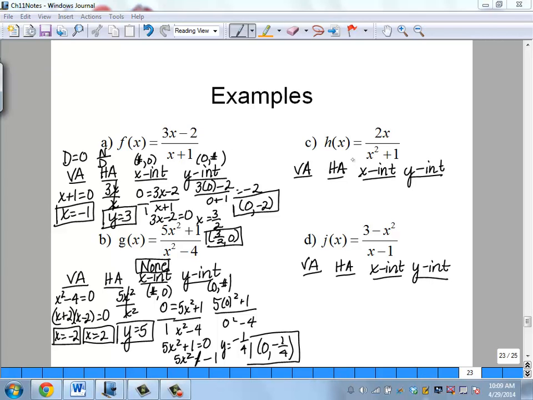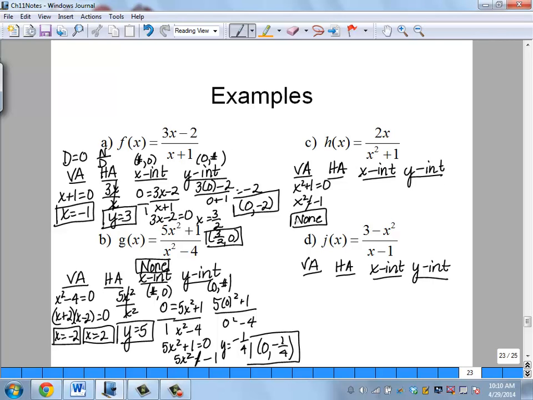Vertical asymptote. Denominator equals 0. So I say x squared plus 1 equals 0. And I can't factor that, and if I move it over, I have x squared equals negative 1. Never will anything squared be negative, so there is none.